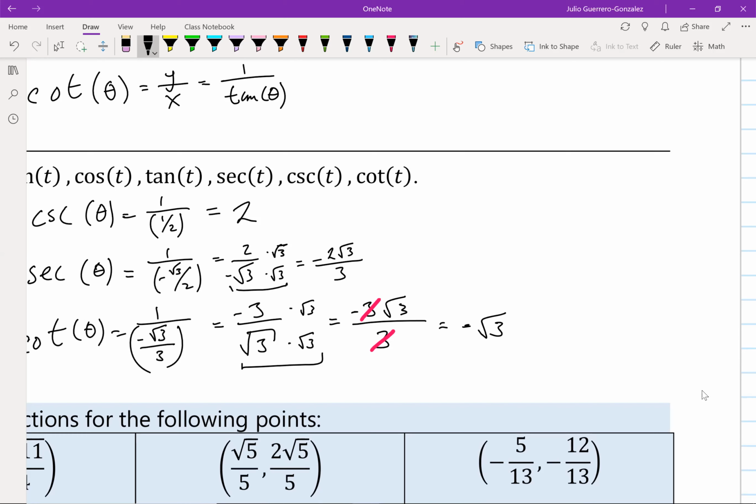Makes more sense. Thank goodness. Woo. Okay. Awesome.